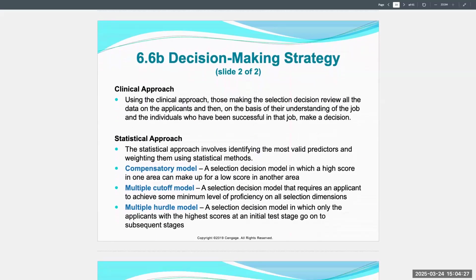So here we have two decision-making models. The clinical approach and the statistical approach both have their place, and understanding their strengths and limitations is essential. The clinical approach relies on expert judgment. So managers review the data, consider the context, and make the decision based on their intuition and experience. The statistical approach is data-driven, so each predictor, tests, scores, experience, interview rating, is weighted, and the final decision is based on that formula.